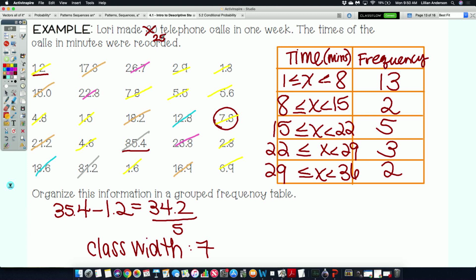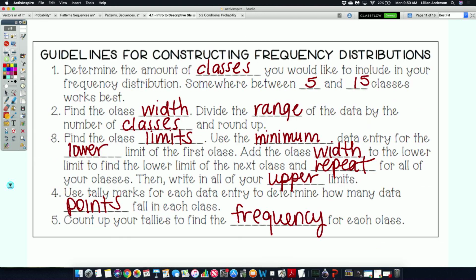Did you guys get these values? The one thing you want to be careful of is this 15. Remember, 15 is not included in the second class, but it is included in the third class, hence the compound inequality. Anytime an upper limit overlaps with a lower limit of neighboring classes, it's not going to be equal in both of them. It's only going to be equal in the second. Questions on creating your frequency distribution tables? These steps are what you need to follow. Any questions?